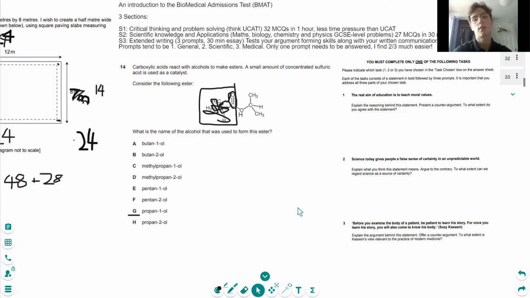Some students might need a little bit more help on section 2. Perhaps they haven't done physics or A-level maths, and so they need a little bit more recap time. Over here we have our section 3 prompts, and we're going to look at those in another lesson.